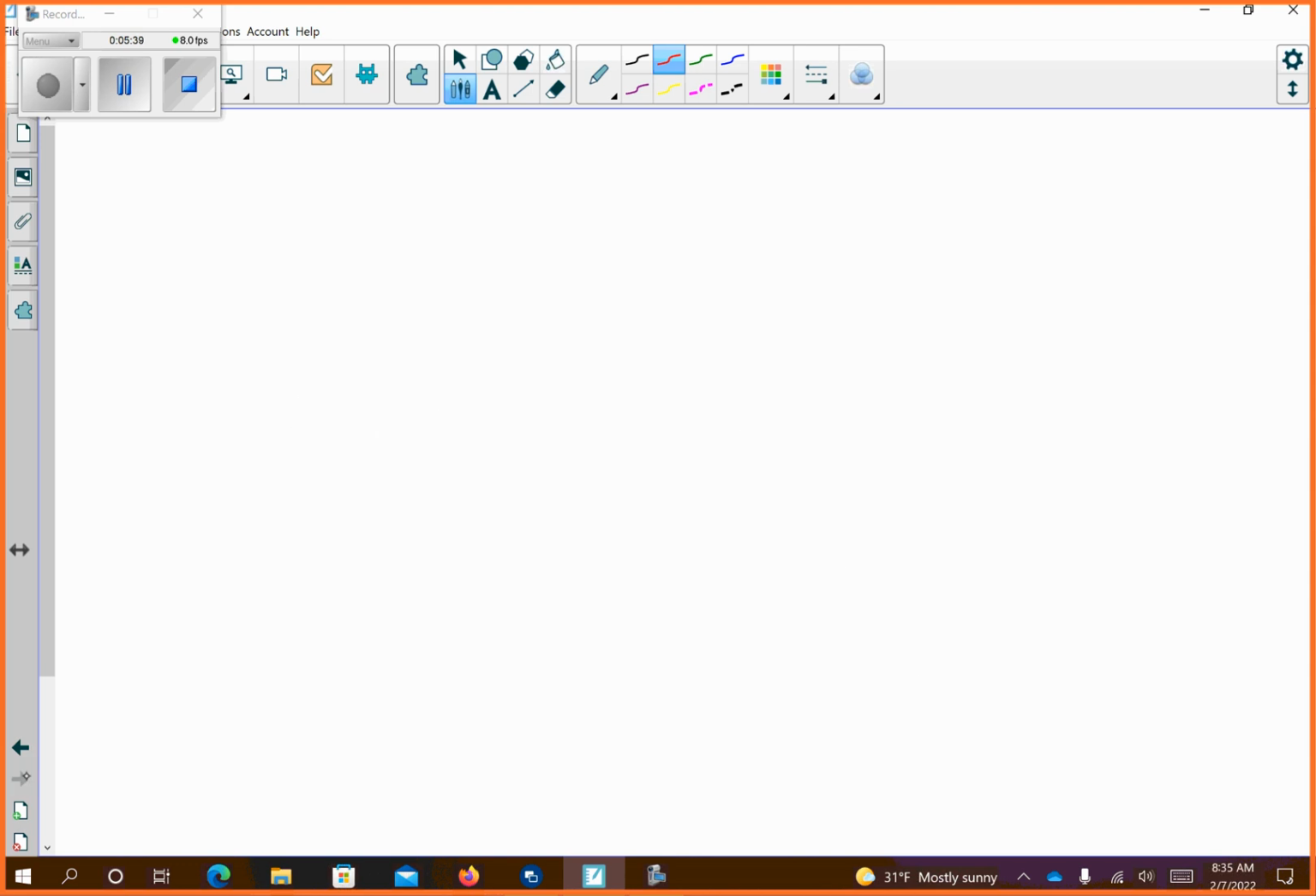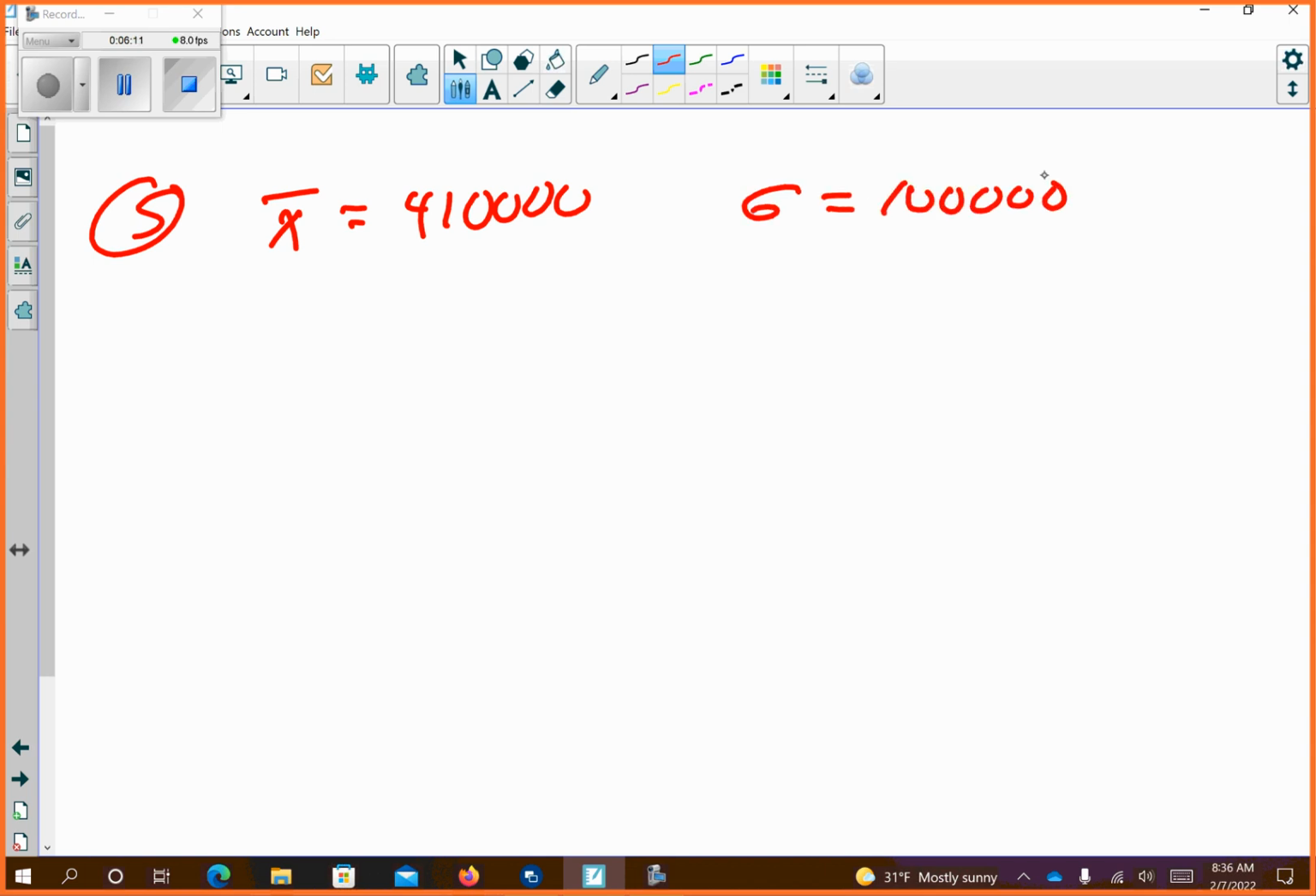Agree? Okay, so next one. A random sample of 10 homes in the Sunnyside neighborhood in Miami showed an average home value of $410,000 with a standard deviation of $100,000. I don't know if this is real or not. That seems pretty broad, but okay. So produce a 95% confidence interval with that.